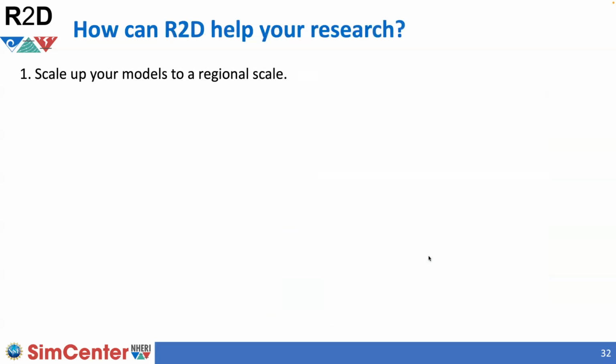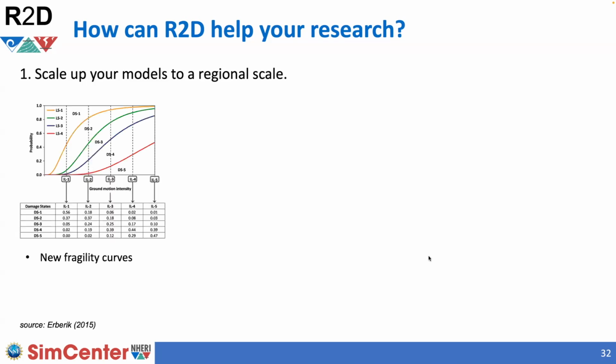So that wraps the examples I would like to show you. I hope that gives you the sense of how R2D can work. And now I want to share some of the thoughts on how I think R2D may help your research. One method I think R2D can help your research is that it can really help you scale up your models from a local scale, a single building scale, to a regional scale.